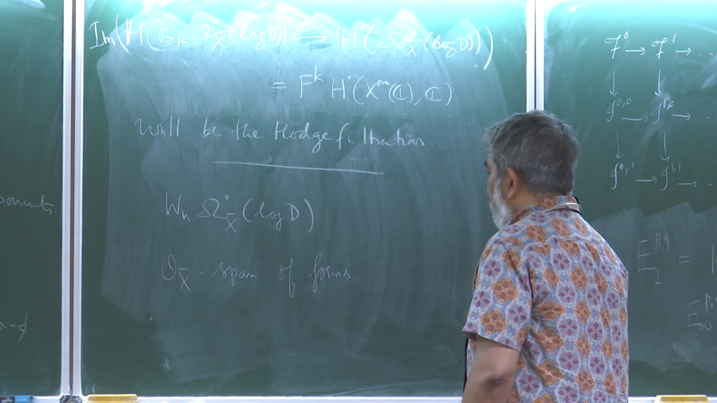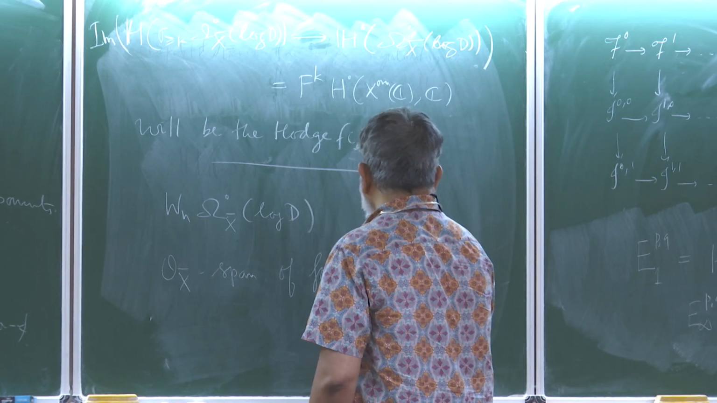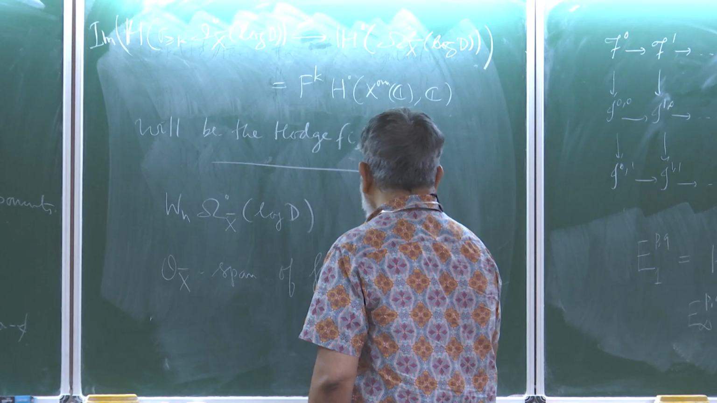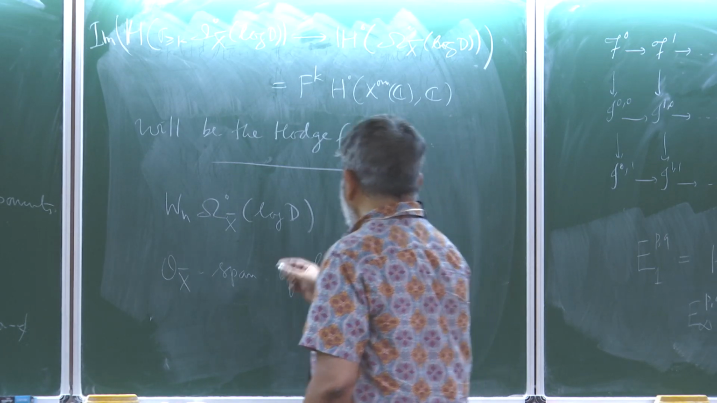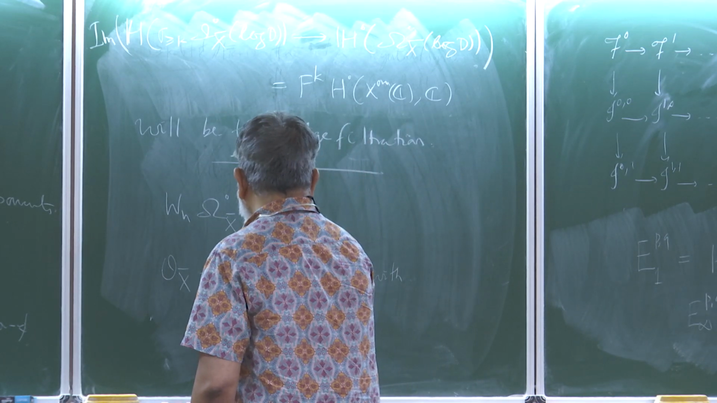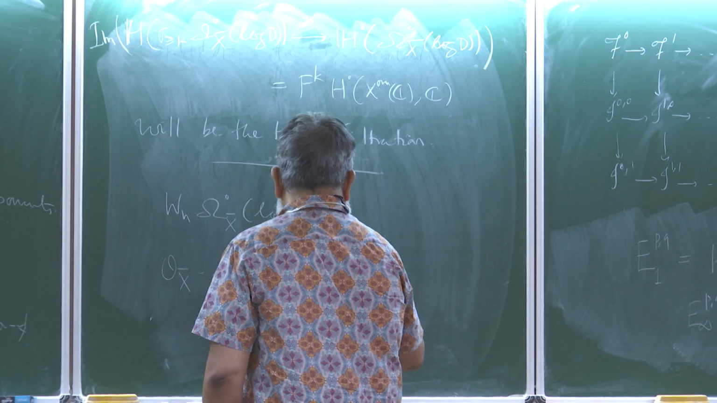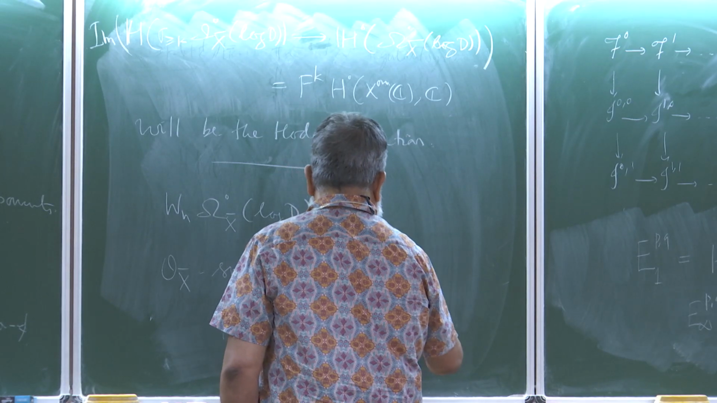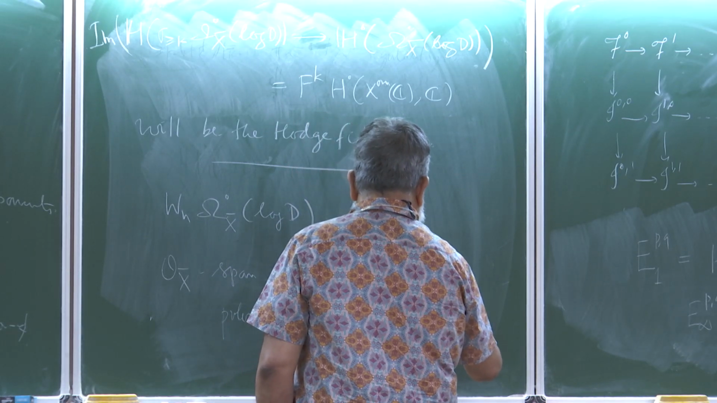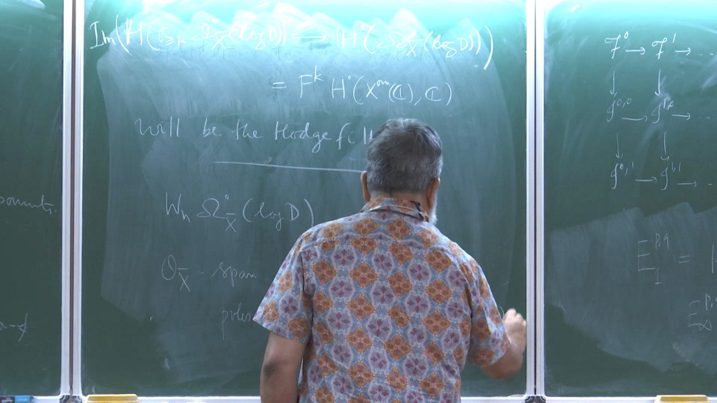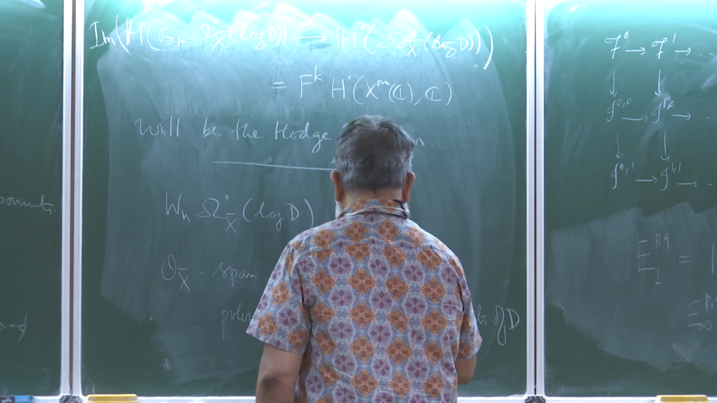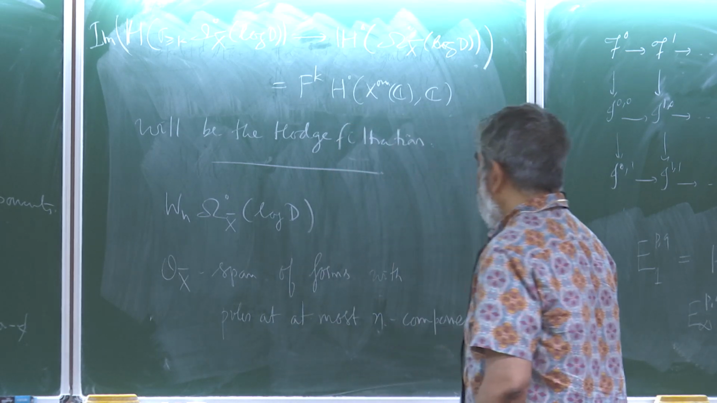So span of forms with poles on at most k components.